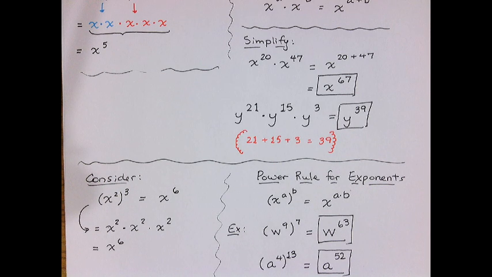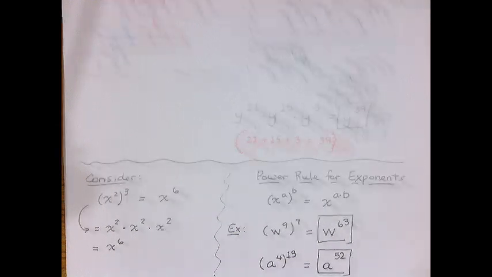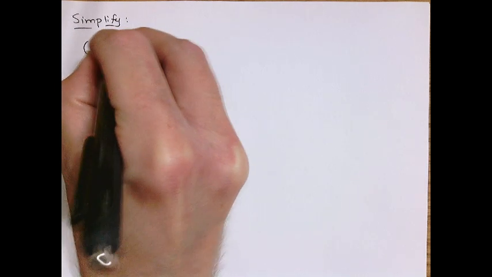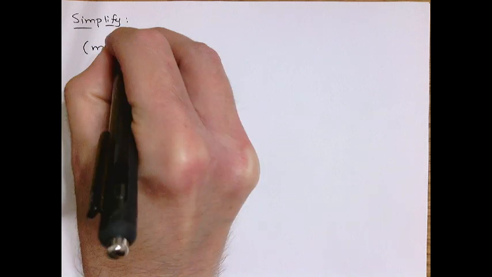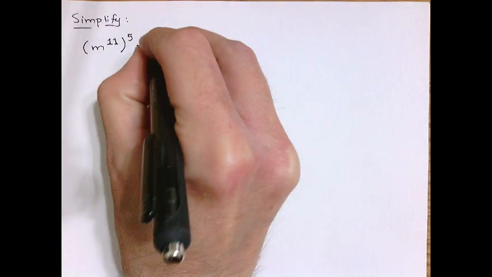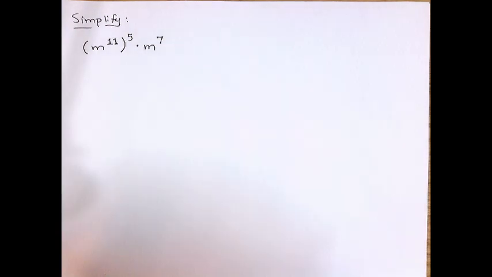All right. Power rule, product rule. Let's put these guys together. Oh, I keep forgetting where my top of the screen is. All right, so what if I do this? I'm going to take m to the 11th to the 5th times m to the 7th.